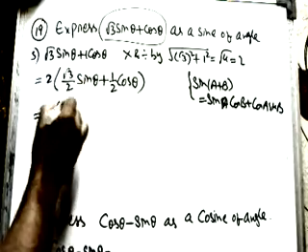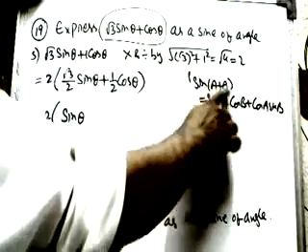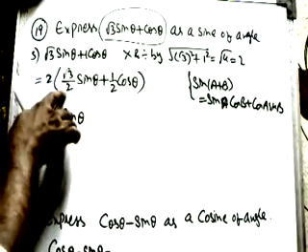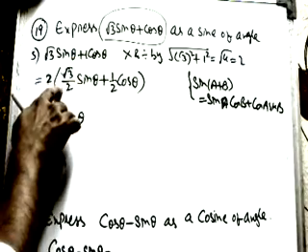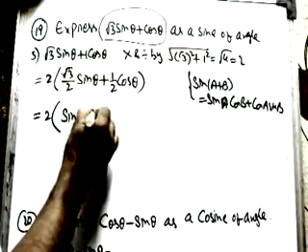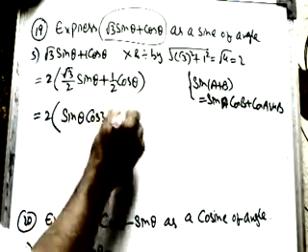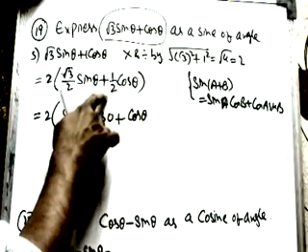Watch carefully. Equals to 2 into, I'm writing sine theta. To express in terms of sine, we have to change into sine a plus b. Sine a plus b is sine a cos b. So we have to change this in cos. So what value of cos is root 3 by 2? cos 30 is root 3 by 2, plus cos theta.